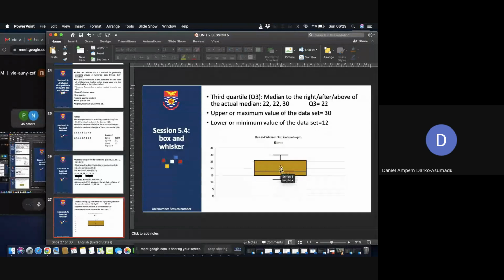Now, what is the first quartile? What is the third quartile? And what is the second quartile? Yes, the second quartile is 18. The first quartile is 17. So the third quartile is 22. You see the dot here, 22. Then 17, so you plot the 17. And the second quartile, which is the median, is 18.